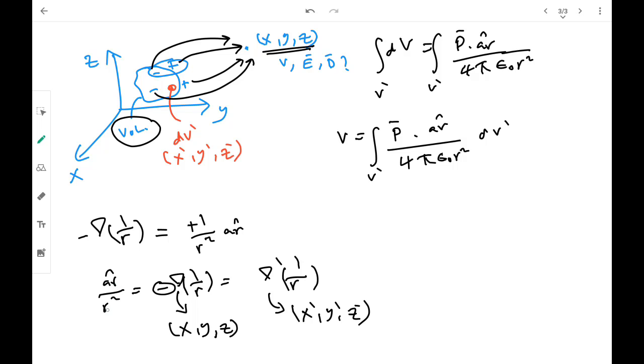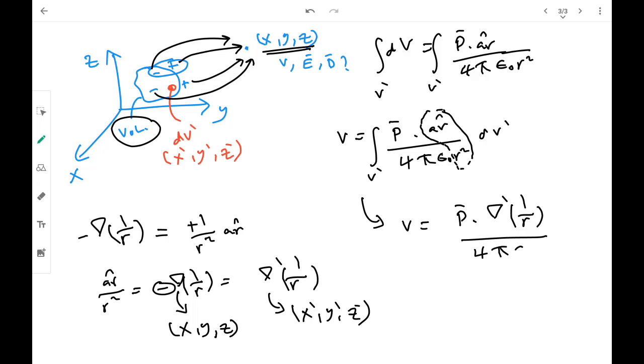So instead of aR over R squared, we will put del dash of 1 over R. So this equation will become V equals the integral over V dash of P dot del dash of 1 over R over 4 pi epsilon naught dV dash. So this integral we need to solve.